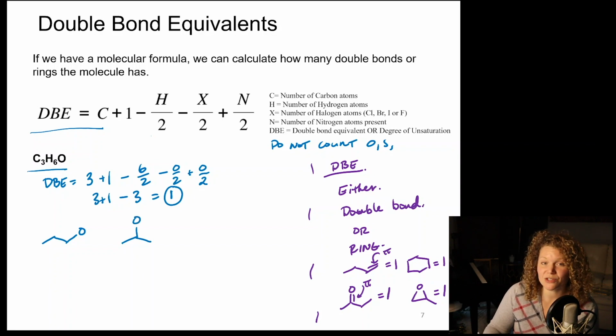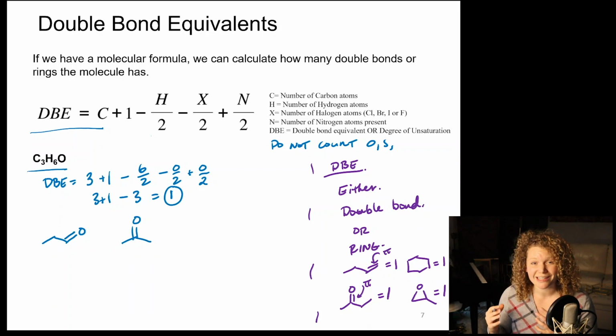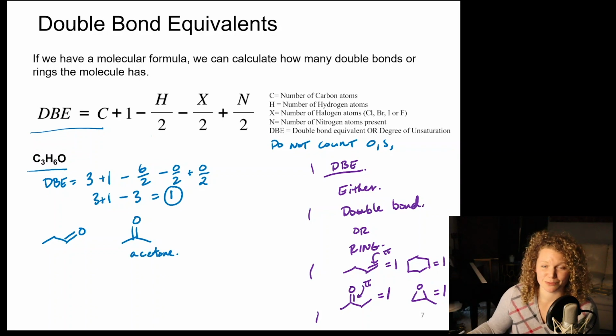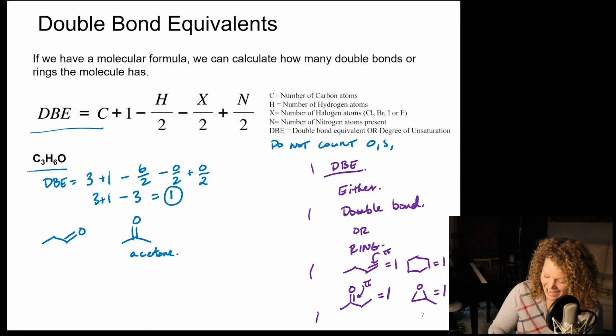Now I have 1 degree of unsaturation. And so I could either draw a double bond maybe on the carbons or with the oxygen. And so let's draw it here on the oxygen. These are 2 constitutional isomers of each other. The one on the right here is actually acetone, and that's present in nail polish remover. Here we have an aldehyde.